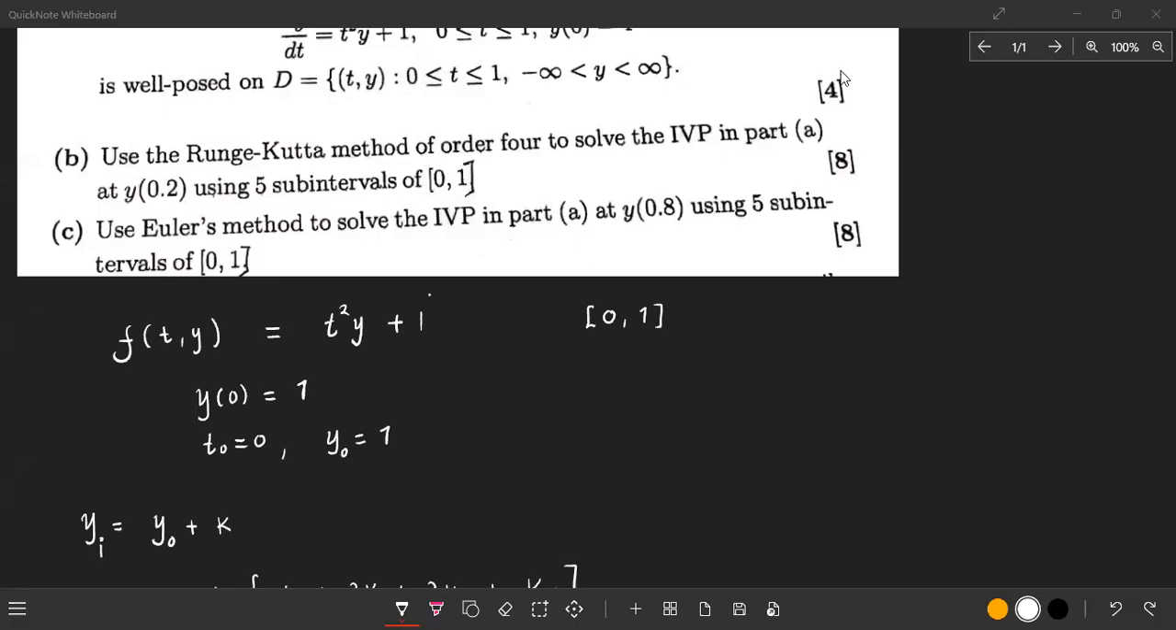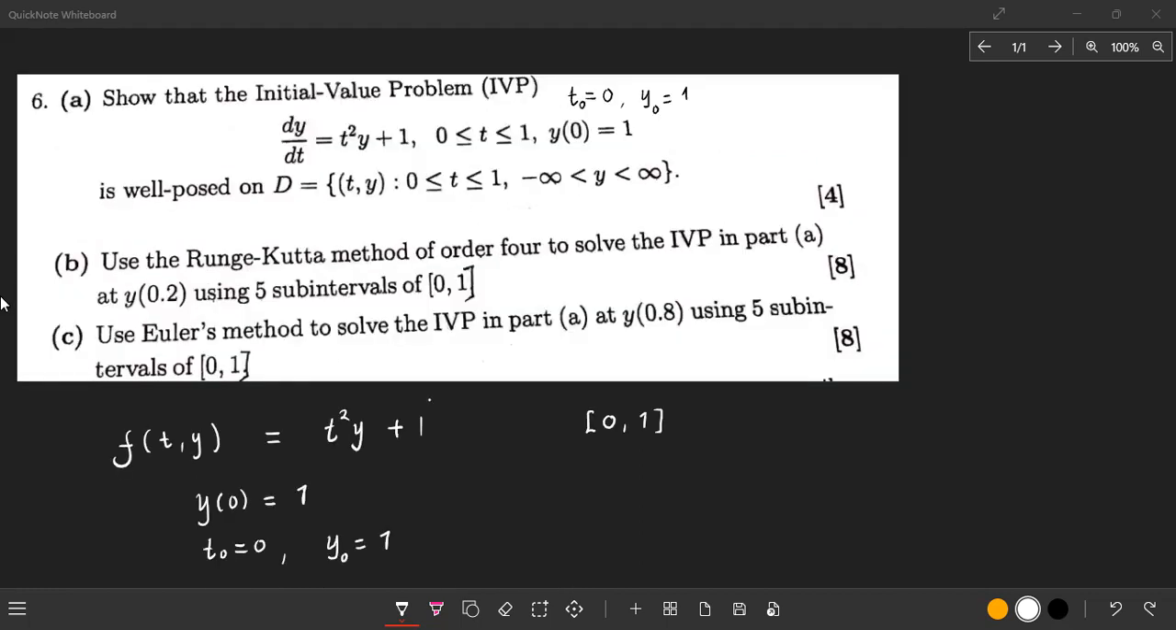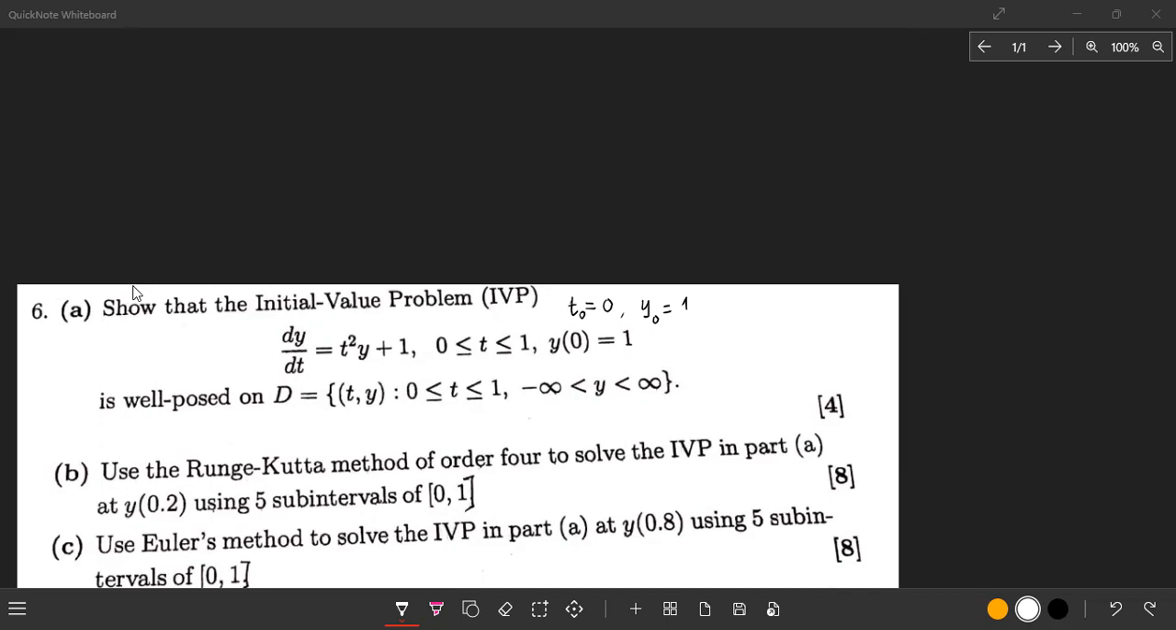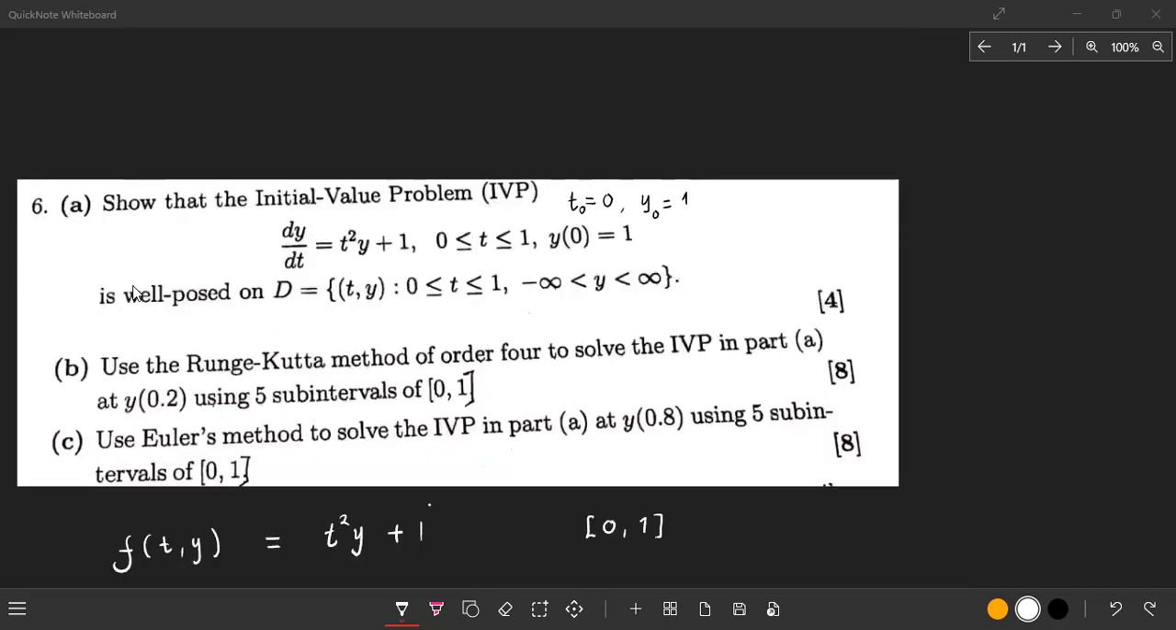Okay, so welcome back. Just like I promised, I'll create another video on Euler's method. In this video I'll solve the same problem, but now using Euler's method, and we are trying to find the value of y at t equal to 0.8. Okay, so let's see.